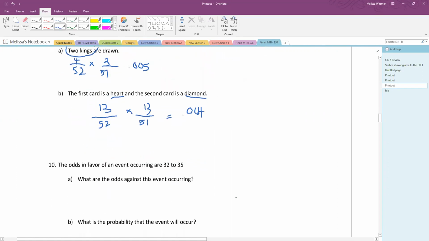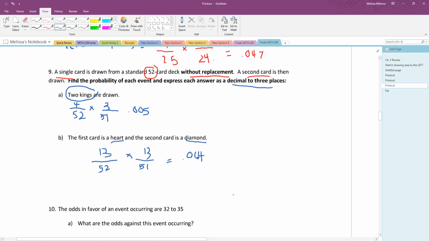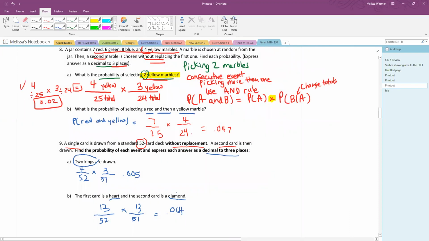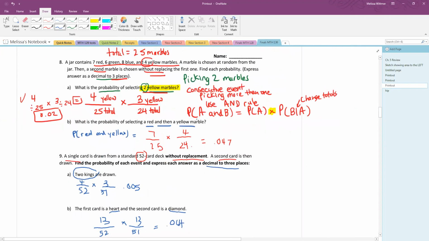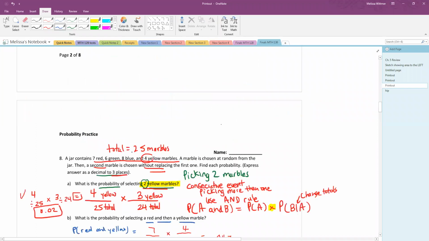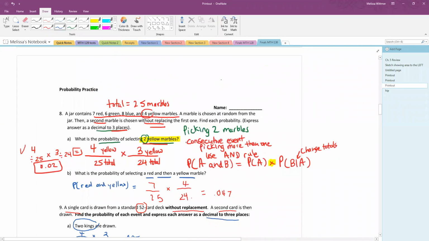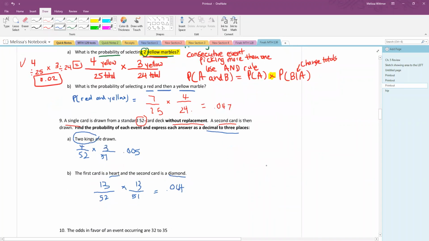Oh, and then odds, I like those too. So before we go on, these 8 and 9 are really similar types of questions. It's just different scenarios, deck of cards and marbles. All of these were involving consecutive events. So remember your 2 different probability rules. Or is adding. When you're picking more than one item, do a fraction for each item and do the and rule where you multiply your probabilities together.